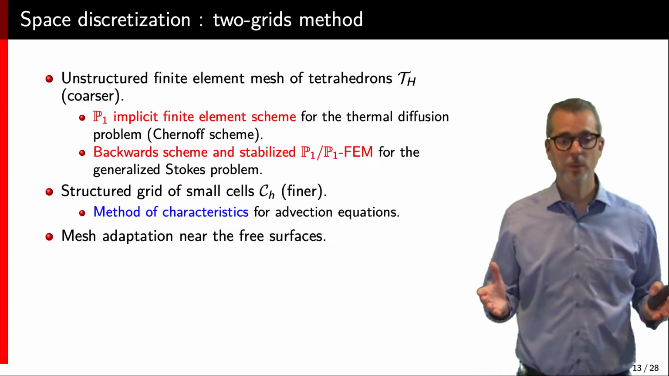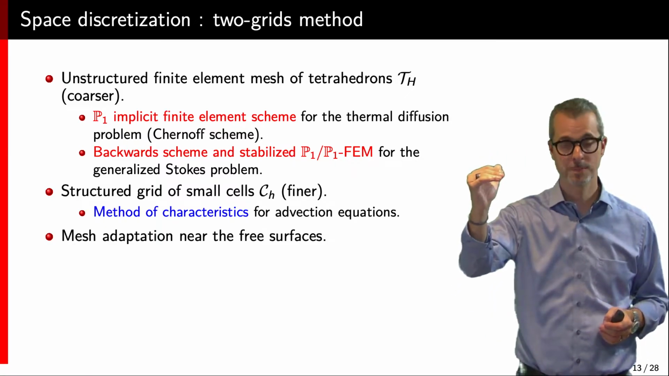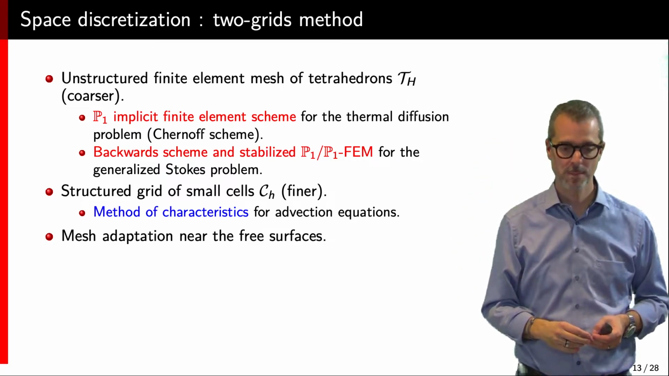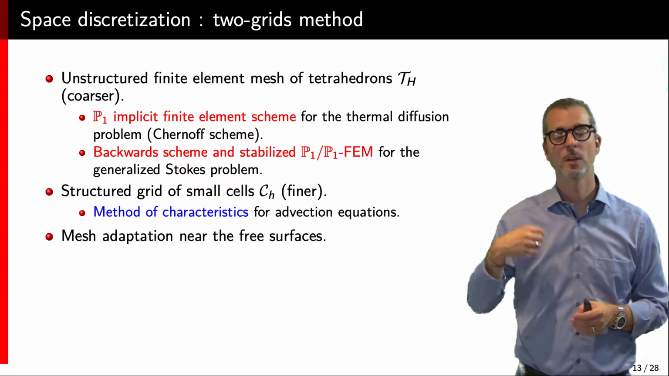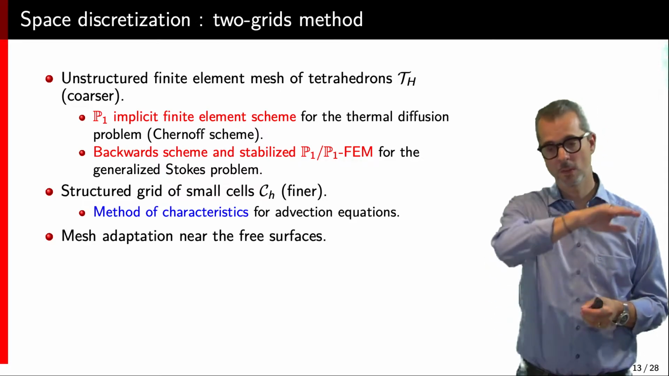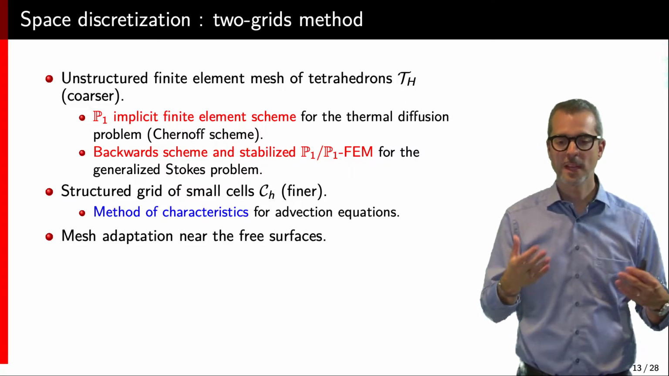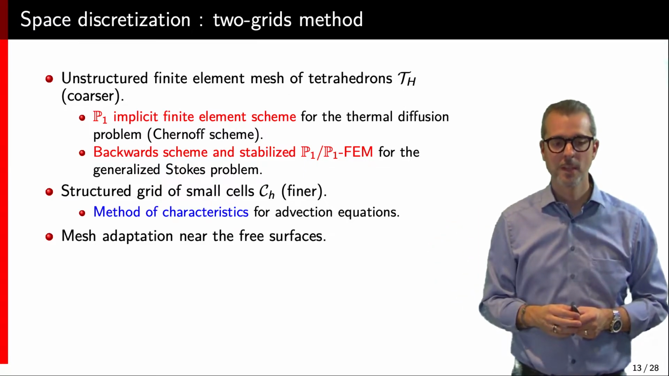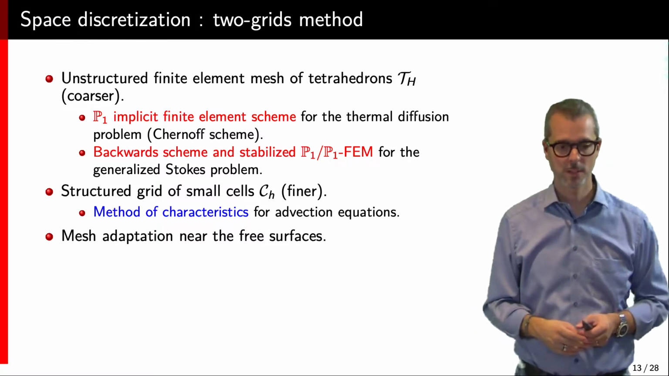In real, what do we have? An unstructured finite element mesh of tetrahedrons on which we are going to solve the heat equation with P1 finite elements and stabilized P1 elements for the Stokes system. And then on the other side, we have a structured grid on which we are going to use the method of characteristics. The structured grid is finer, which will allow us to have a better approximation of the free surface. On top of that, you have interpolation back and forth from one mesh to another, and adaptation of the free surface, which are technical steps that I will not detail.